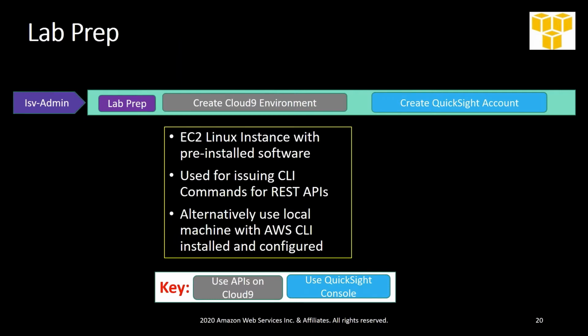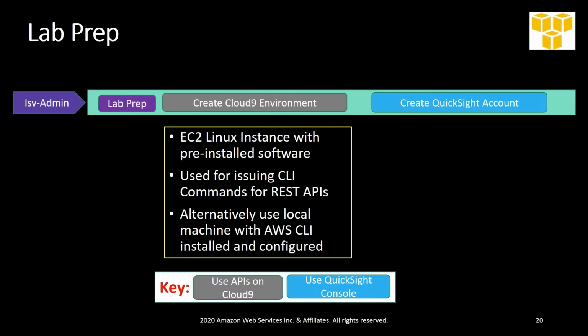So before we launch into preparing the environment, we'll talk about the first step in this, which is creating the Cloud9 environment. So what is Cloud9? For those of you who are new to Cloud9, it is basically an EC2 instance. We are going to create a Linux instance with pre-installed software. And we are going to use this primarily for executing all the REST API commands that we are going to carry out. Alternatively, you can also use your local machine with CLI installed and configured.